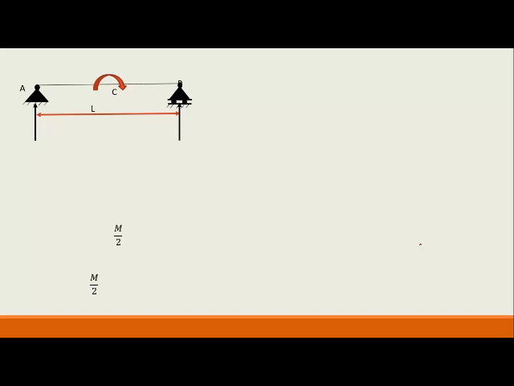So here the reaction will be calculated taking moment about B, Ra into L plus, it is also a clockwise moment, so it is plus M is equals to 0. So we'll get Ra is equals to minus M by L. What does this negative sign signify? It is giving the information that the direction that we have considered in upward direction is wrong. So it will actually be in downward direction. So we have corrected it.